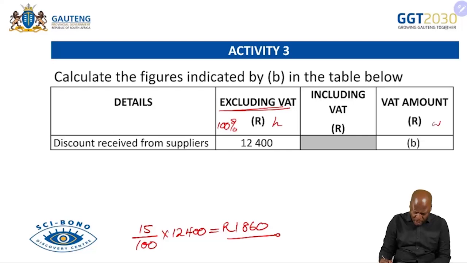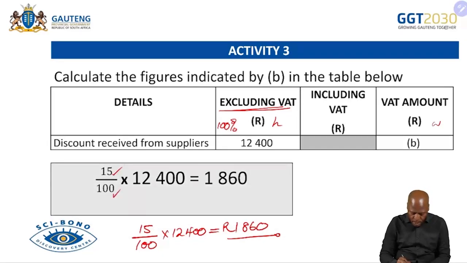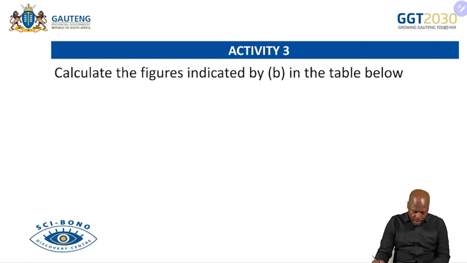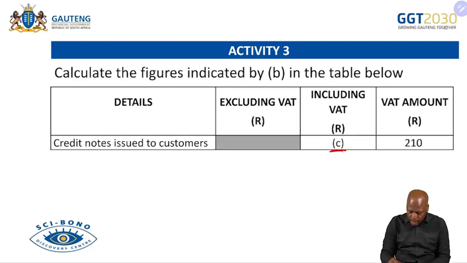That is beautiful. Let us quickly see how it would appear. There I have my 15 over my 100 multiplied by my 12,400 to give me my 1,860. Let's quickly go on now to the next one, which is how to calculate C. There is my C. This is including VAT. Including VAT is 115 over the VAT amount, which is 15, multiplied by 210.